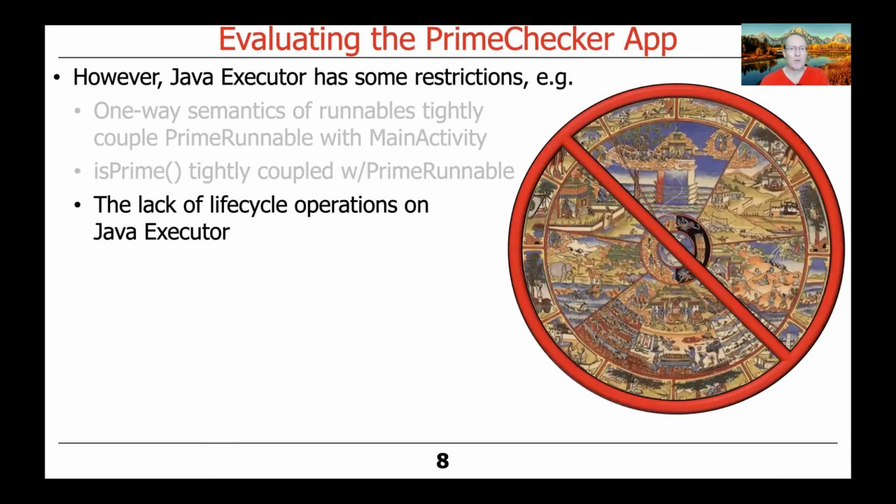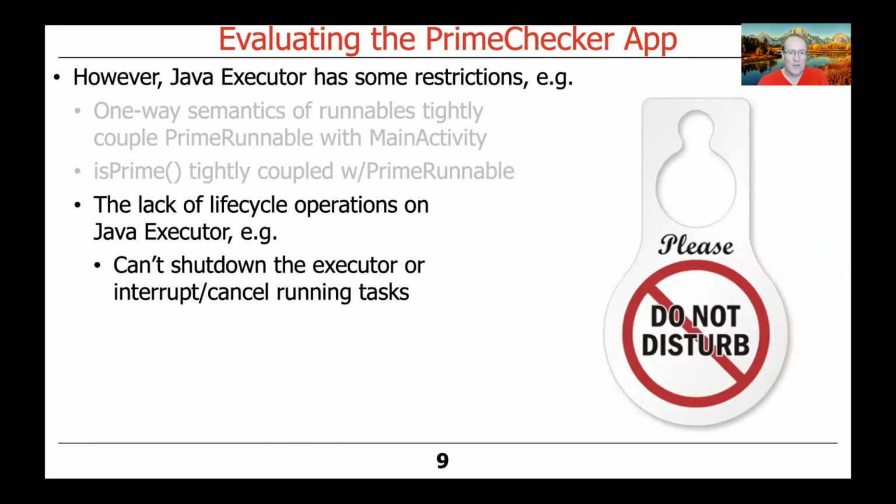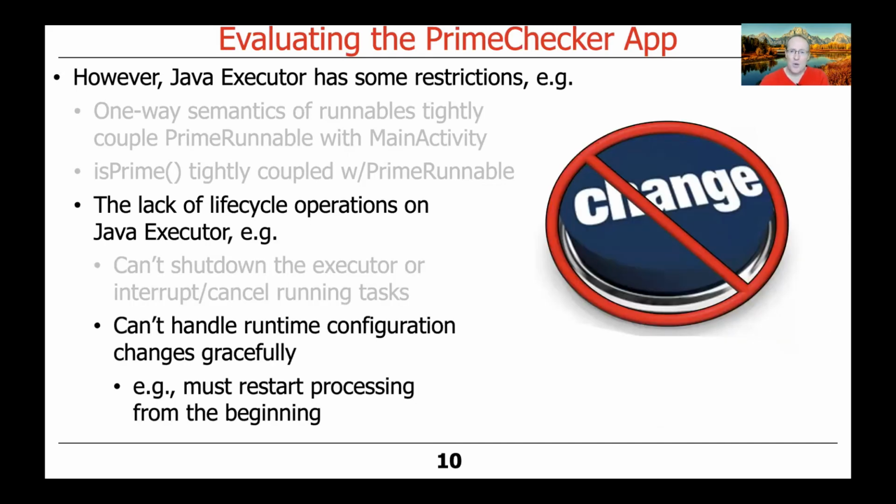Another huge problem with Java Executor is the lack of any lifecycle operations on the Executor interface. As you saw, there is one method and one method only: execute. So that means you can't shut down the Executor. You can't easily interrupt or cancel running tasks without doing some crazy things. You can't easily handle runtime reconfiguration changes gracefully. You have to restart your processing from the beginning. You can't take up where you left off easily without writing lots more weird logic into your code. So it doesn't handle change very well.